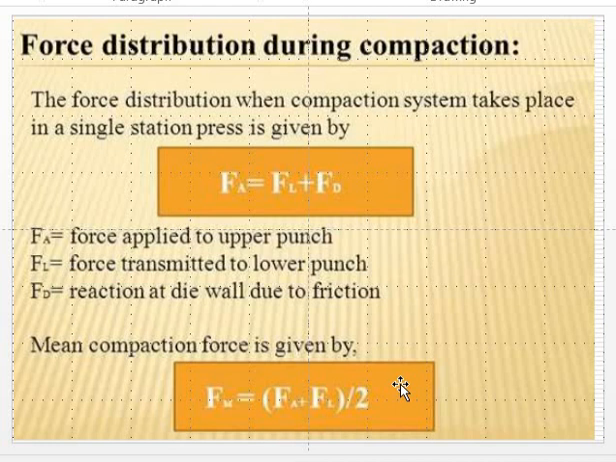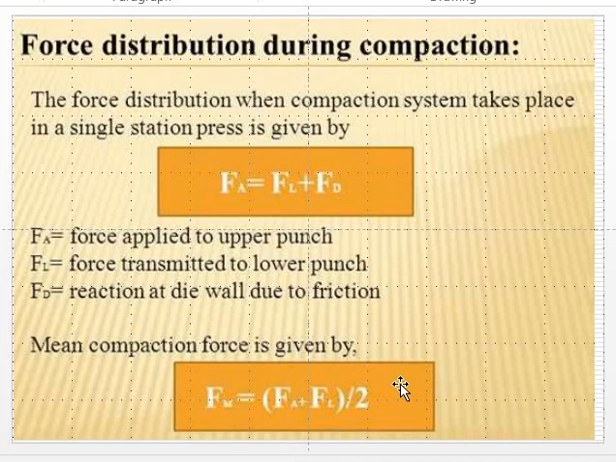Now when we are ejecting the tablet, or removing the tablet, that is called ejection. During the whole process, how are the total forces applied and how are they distributed on your particles? Generally the equation is Fa = Fl + Fd. Now, Fa means what? The total force applied to the upper punch.